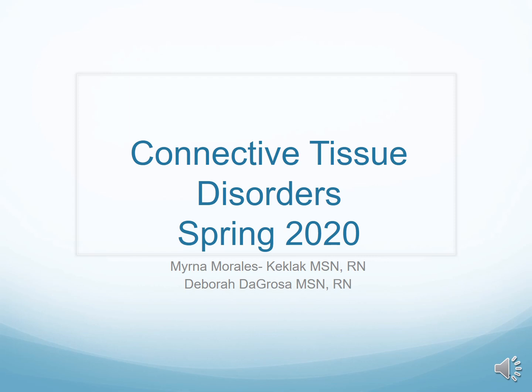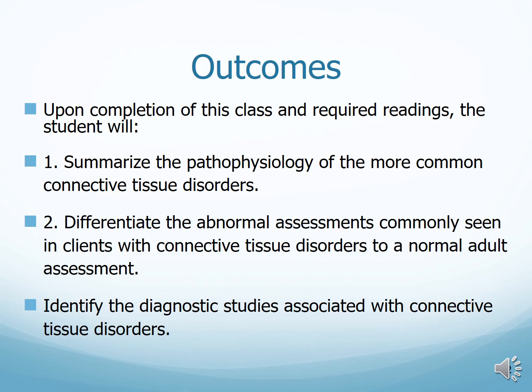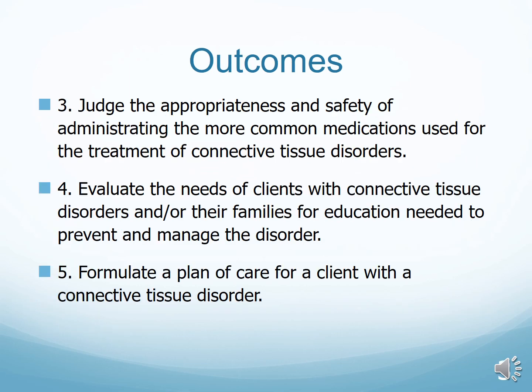So today we are talking about connective tissue disorders. Upon completion of this class, you will be able to summarize the pathophysiology of the more common connective tissue disorders. You will be able to differentiate the abnormal assessments from clients with connective tissue disorders to a normal assessment, or what we consider an assessment within normal limits. We will identify the diagnostic studies associated with connective tissue disorders. We will judge the appropriateness and safety of administering the more common medications used for the treatment of connective tissue disorders. And we will evaluate the needs of clients with connective tissue disorders and their families.